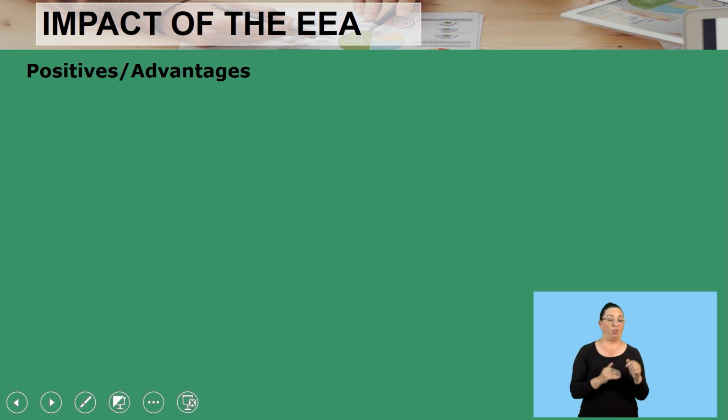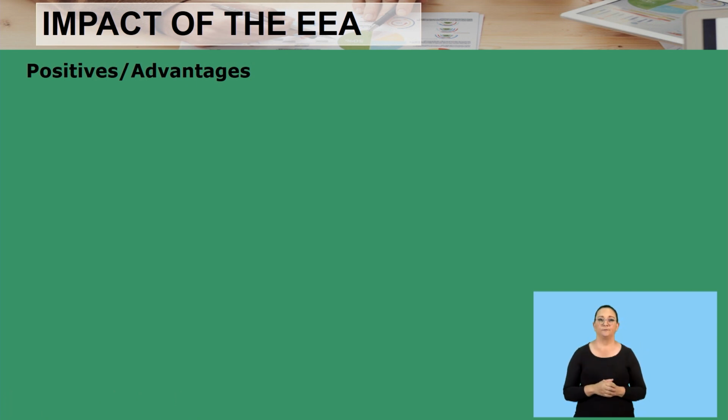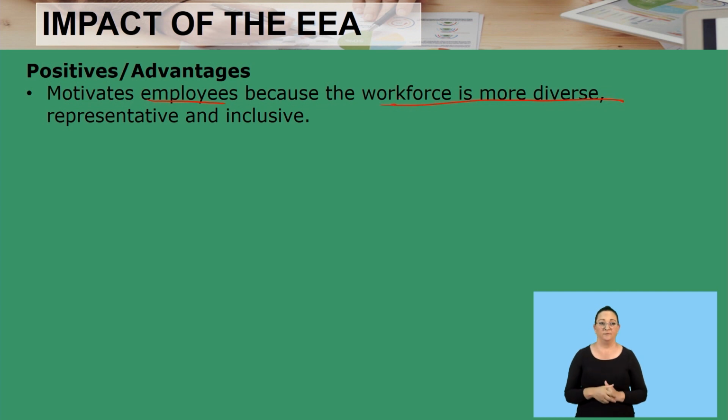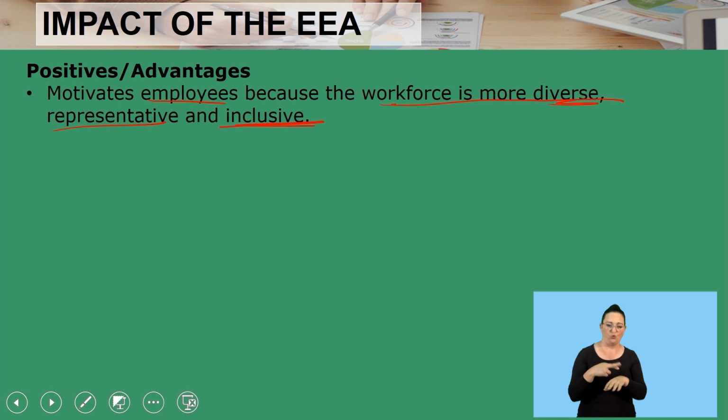Right, so from the purpose, we're now going to move on to the impact. Remember, I did say that with all these legislations, they've got the purposes, and then now we've got the impact. You'll see from the impact, you'll speak about the penalties. Right, so the impact of the EEA is to motivate employees because the workforce is more diverse. We have diverse people. Remember, we've employed people regardless of the color of their skin, regardless of their language, regardless of the disability. So it says here, motivate employees because the workforce is more diverse, representative, and inclusive. We've got different people from different races, who speak different languages.